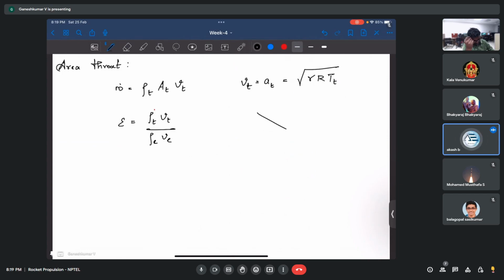Okay, sir. My mistake. So we found this throat temperature. This is TT and PT. Here only it's TE and PE. So we found only these two.